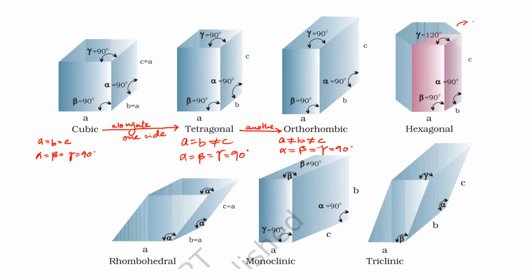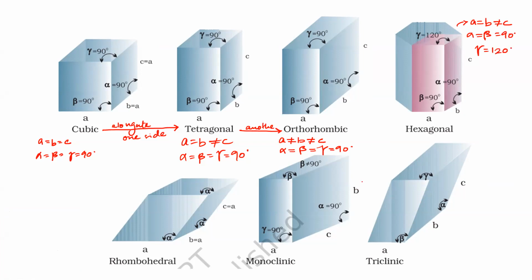Yes. Now in hexagonal you have already seen A is equal to B, sorry, A is equal to B, but A and B are not equal to C. Okay, so A is equal to B, it is not equal to C, and alpha is equal to beta, which is equal to 90 degree, and gamma is equal to 120 degree.